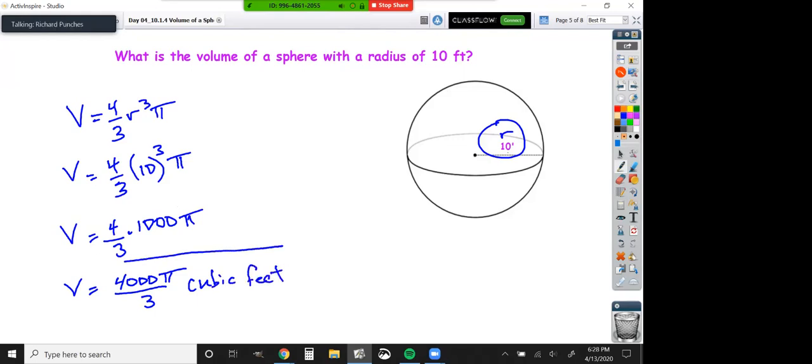Now we could get a decimal value for that. We take 4,000 times the pi button on your calculator and divide it by 3. Since this is near 3 and this is 3, I bet you the answer is going to be somewhere around 4,000, maybe a little bit more. So now we know the volume of a sphere and how to use that formula.